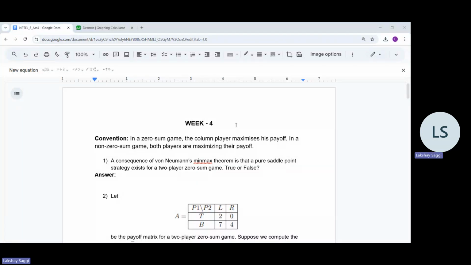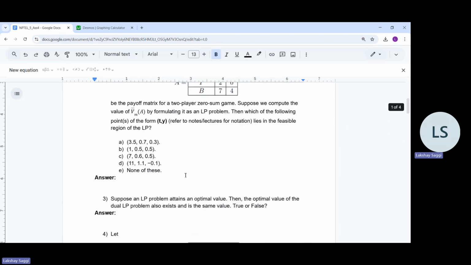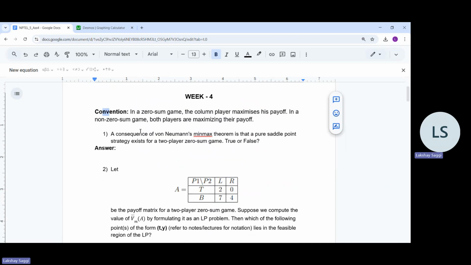Okay, so I hope my screen is visible to everyone. So I guess now we can get started. As I said, this is week 4 of our sessions, and we'll be talking about mixed strategy. So I prepared a bunch of problems for discussion for today's session.